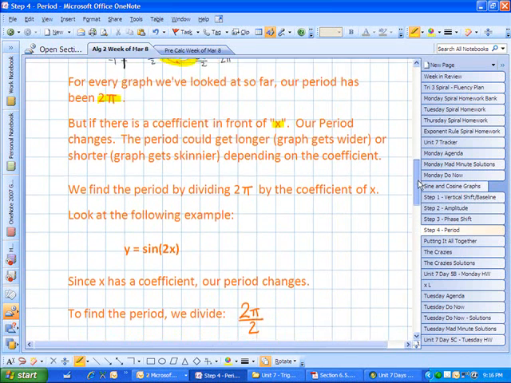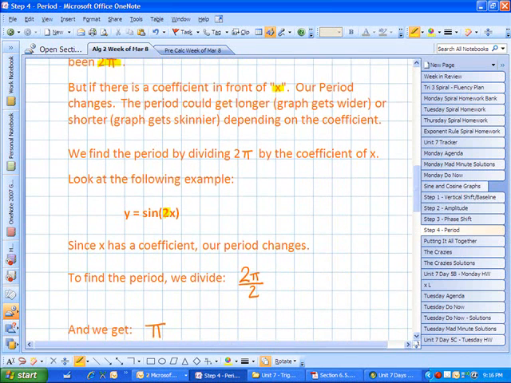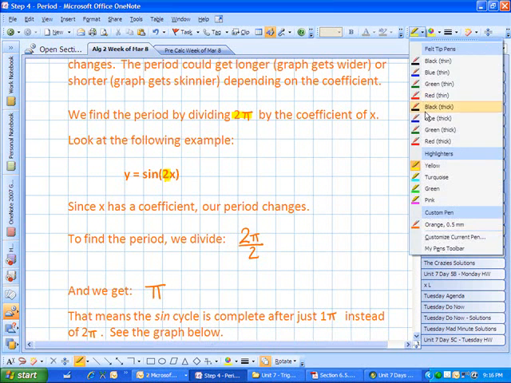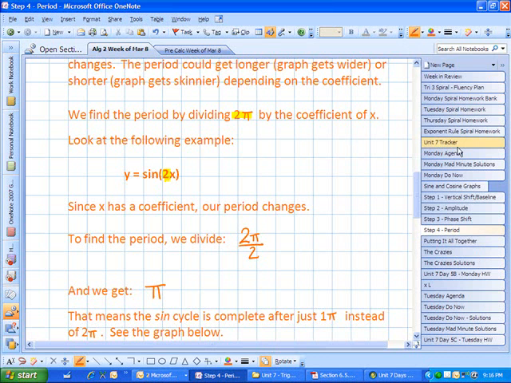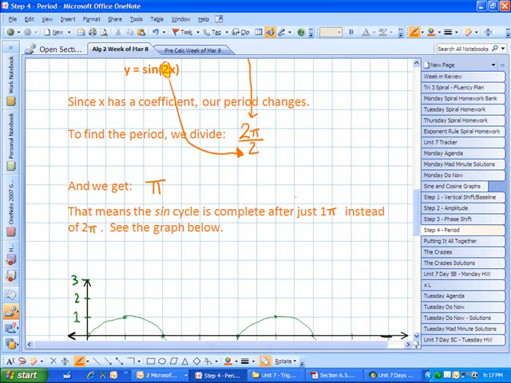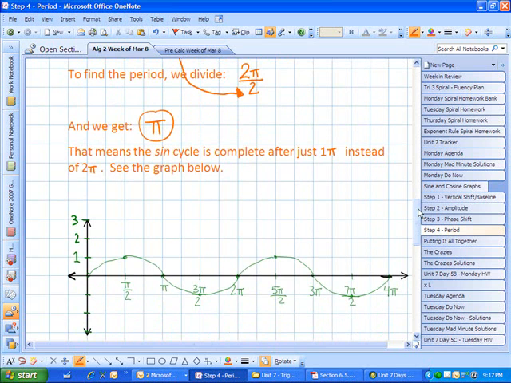But if there is a coefficient in front of x, such as right here, we have to divide our normal period, 2 pi, by the coefficient of x, which is 2. So to find our new period, we take 2 pi, our original period, and divide it by the coefficient of x, which was 2. 2 pi divided by 2 is just pi. Pi is the period of our new graph.